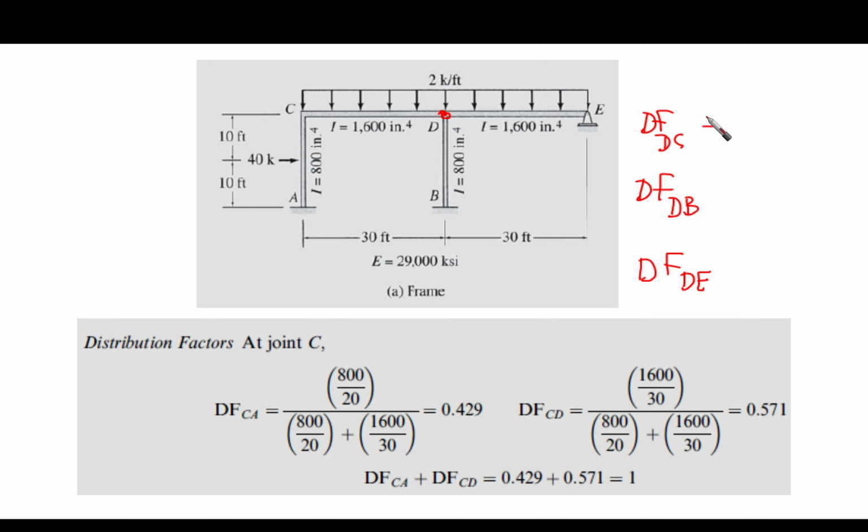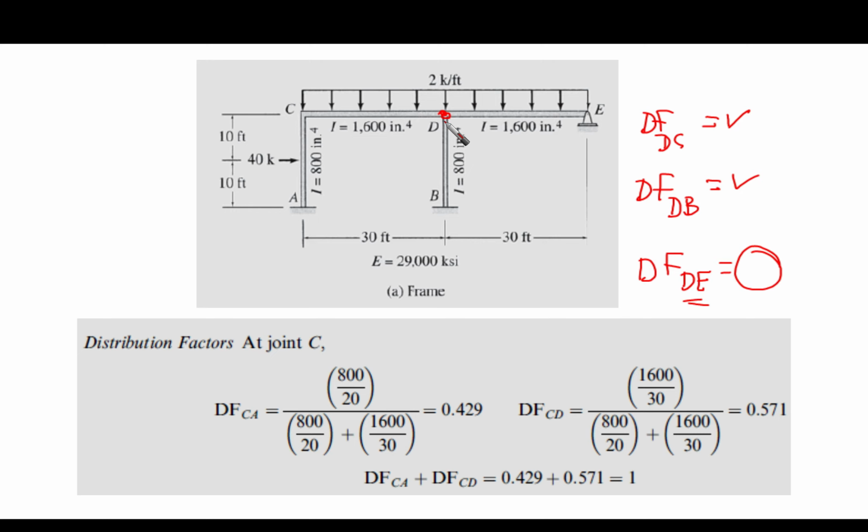Okay, so we need to calculate all of them, and remember that the summation of all of them should equal 1. So you are actually free to do whatever you want. You can calculate DC and DB and then just subtract them from 1 to get DE, or you can calculate all of them for checking purposes. Okay, now let's see how DC, DB and DE are going to be calculated.